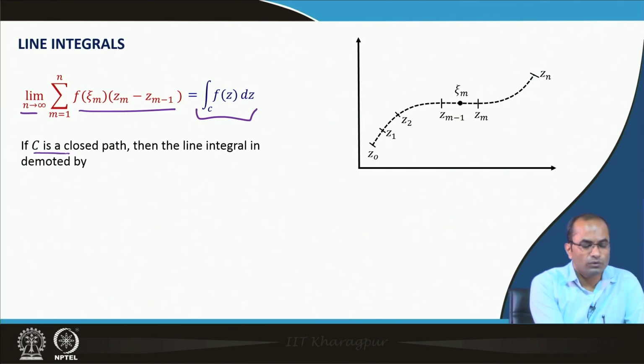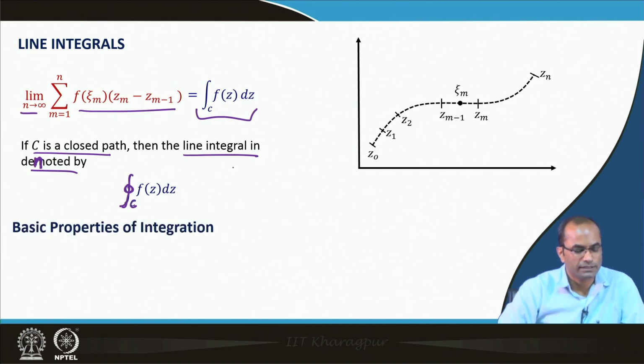And if C is a closed path, then this line integral will be denoted by this symbol here, the line integral over this closed path C of f(z) dz.